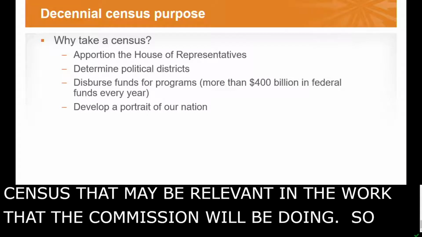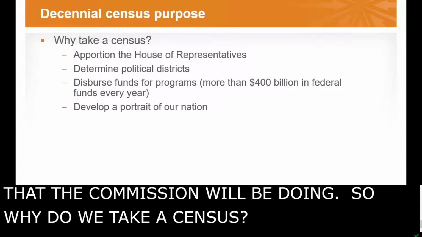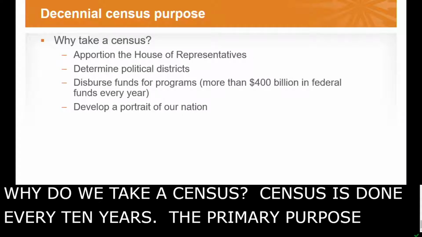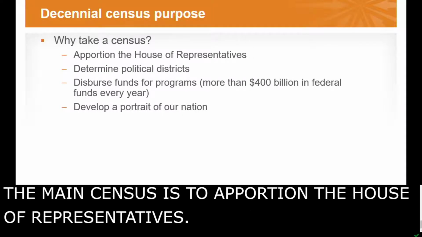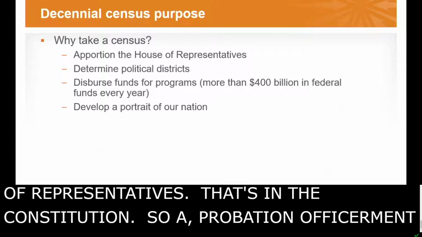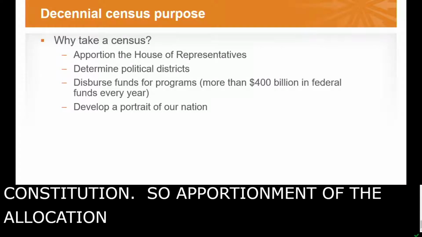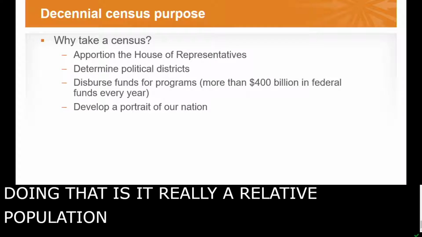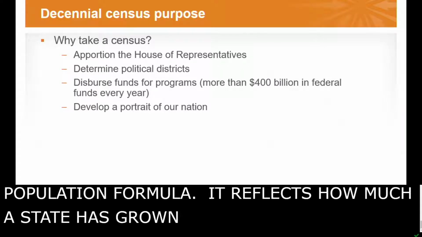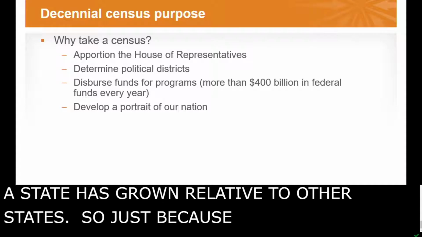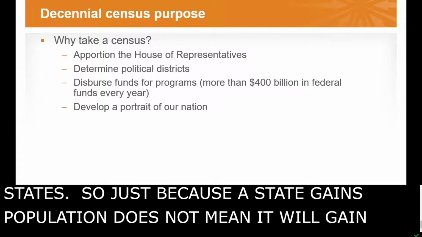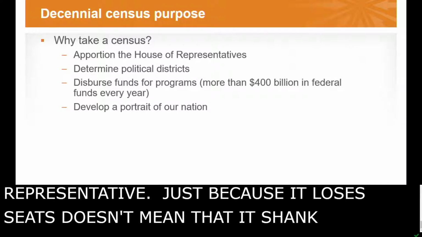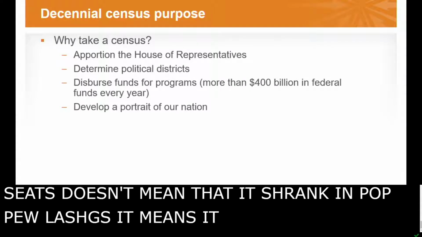So why do we take a census? The census is done every 10 years. The primary purpose of the main census is to apportion the House of Representatives. That's in the Constitution. So apportionment is the allocation of congressional districts to the states according to their population. And the formula for doing that is really a relative population formula. It reflects how much a state has grown relative to other states. So just because a state gains population does not mean it will gain representation. Just because it loses seats doesn't mean that it shrank in population. It means that it didn't grow as much as other states did over the previous 10 years.